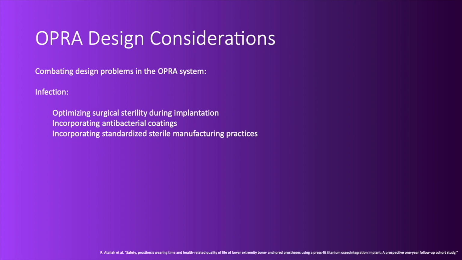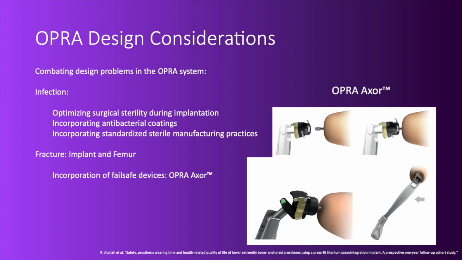In response to the fracture risk associated with the OPRA, a roto-safe device, the OPRA Axor system, is developed to provide bending moment thresholds, releasing the prosthetic attachments when overload occurs, thereby protecting both the implant and the patient from experiencing excessive stresses leading to failure of the implant or fracture of the native bone.